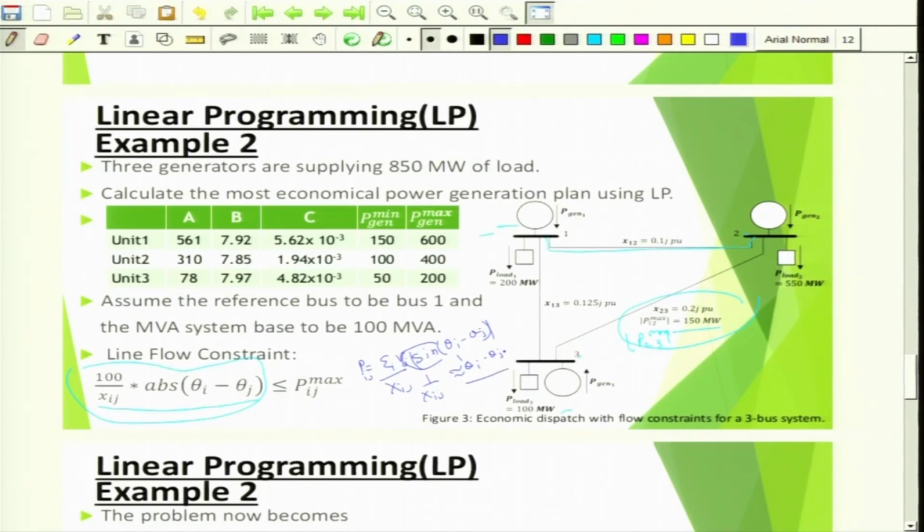The value you get for evaluating sine of theta i minus theta j will be closer to the value of just theta i minus theta j, right. Now what you get here, ultimately, is 1 by Xij times the absolute value of theta i minus theta j. Now this is the per unit value.